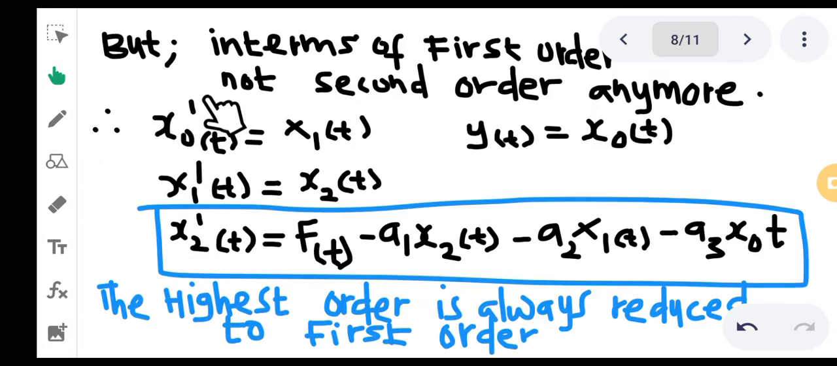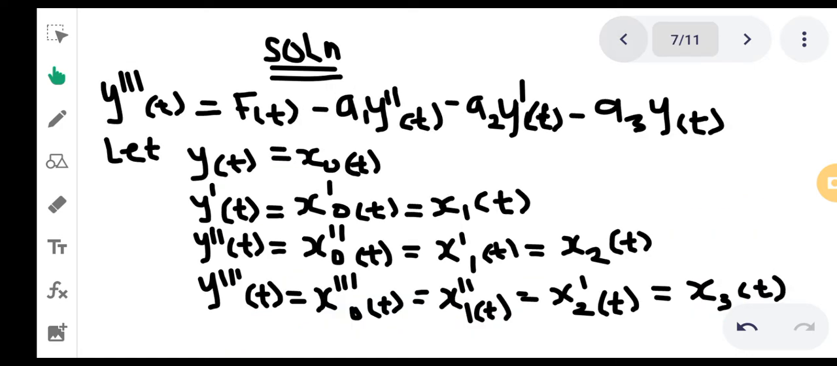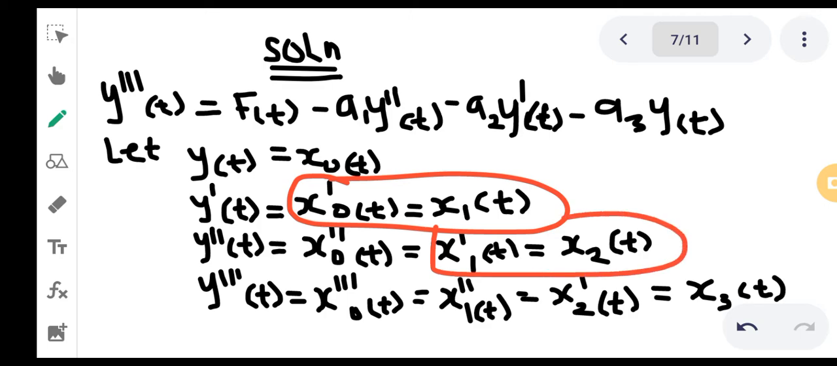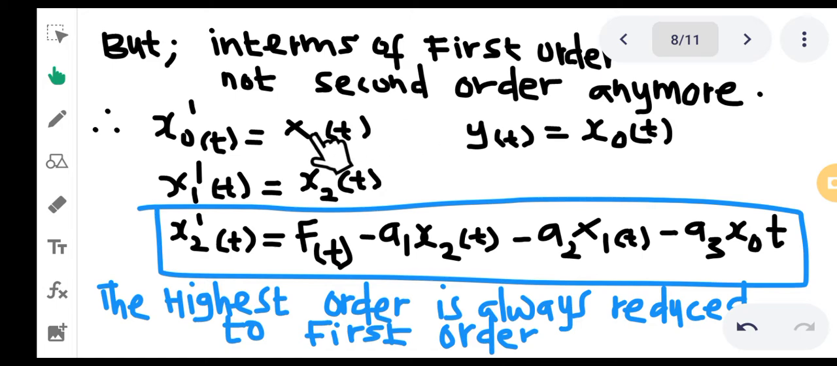So x naught prime of t is equal to x1. Just take your extremes, the two extremes. Let me circle it so that you see it clearly. So you just take your extreme, this. Then you take another extreme, this, and also take another extreme, this. So that's what I've done here.